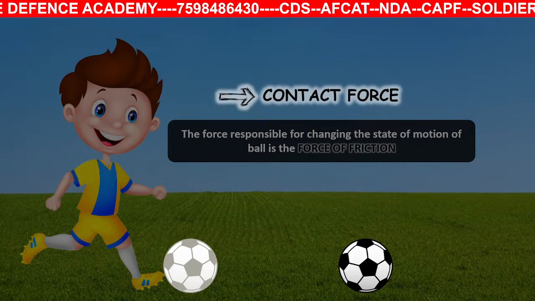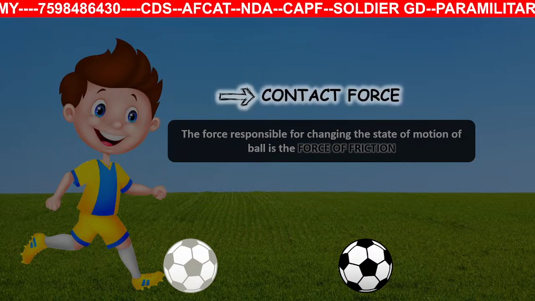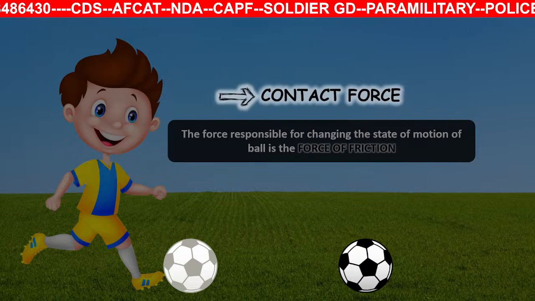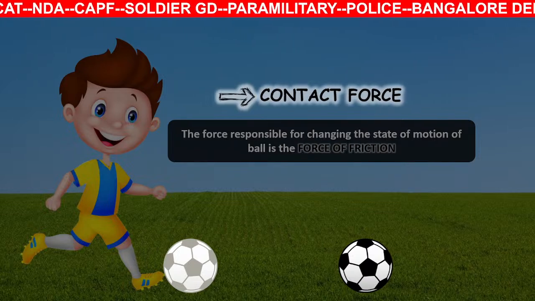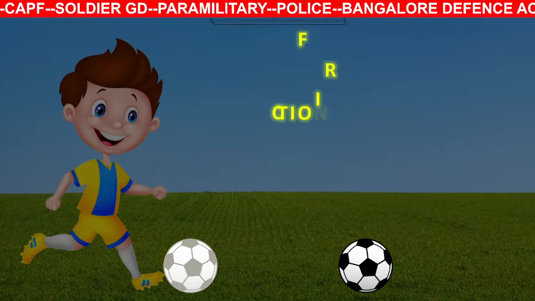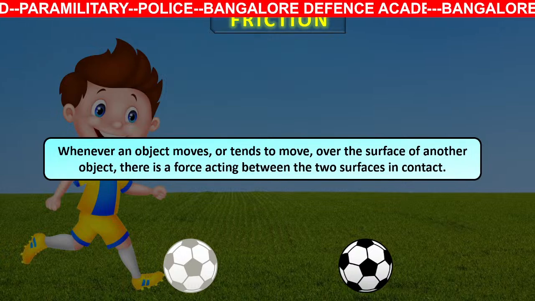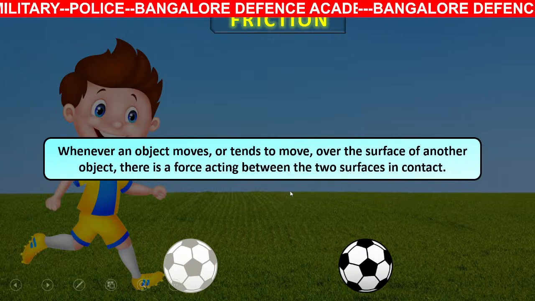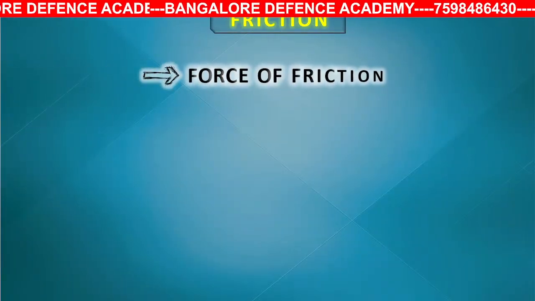The force responsible for changing the state of motion of the ball is called the force of friction. Yesterday we saw two types of force: contact force and non-contact force. In contact force we have seen muscular and frictional, right? So we are going to see frictional force in detail today. Whenever an object moves or tends to move over the surface of another object, there is a force acting between the two surfaces in contact.